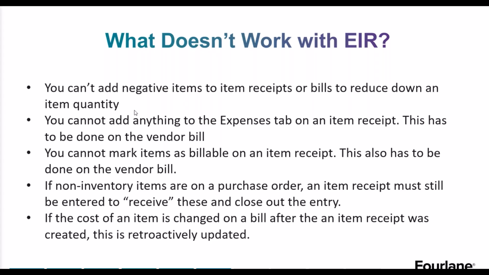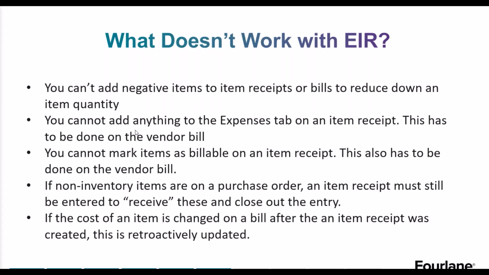The first thing is that you cannot add negative items to an item receipt or a bill to reduce down item quantity. Because the vendor bill no longer impacts our inventory quantities, we're not able to make an adjustment on that entry to change our quantity on hand. In addition, because that item receipt's sole function is now to bring in our inventory on hand, we can only input positive quantities. If we need to make any kind of adjustment to reduce down a quantity, we would have to do that through an inventory adjustment.